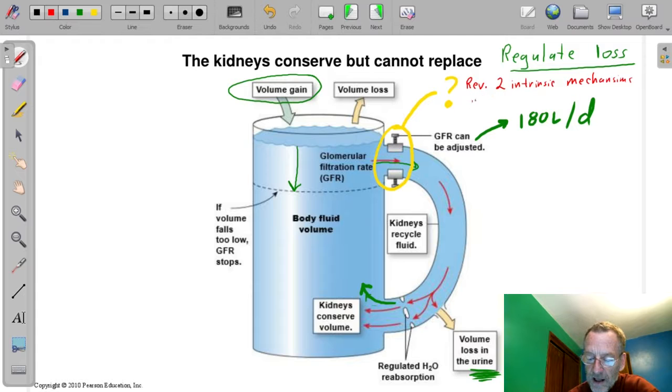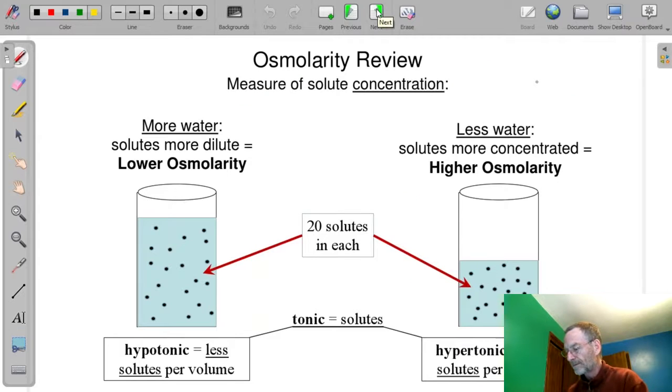And then we had two extrinsic mechanisms. Intrinsic versus extrinsic, meaning is this mechanism within the kidney itself or is it coming from outside? Ditto marks for mechanisms. So again, you probably should review those. And if you have questions, I expect you to ask. Okay, next slide.